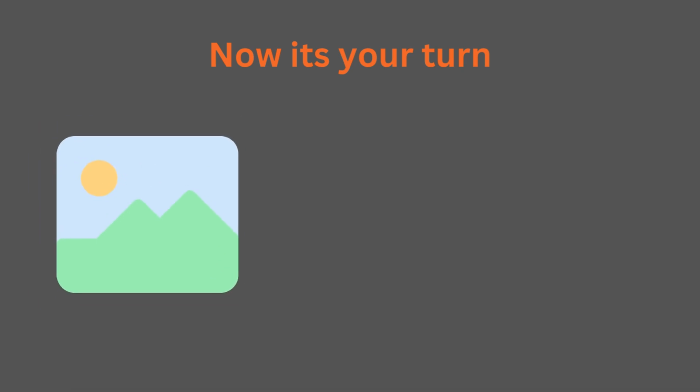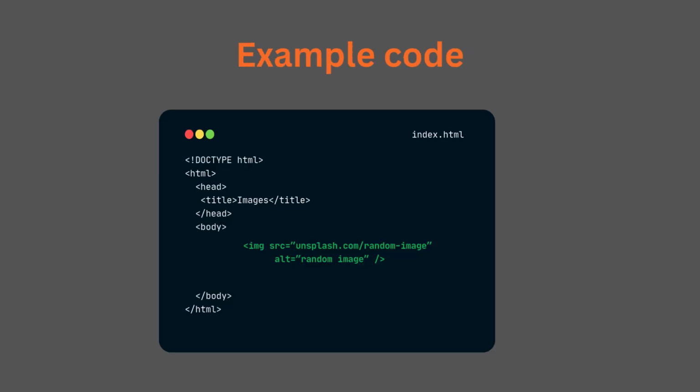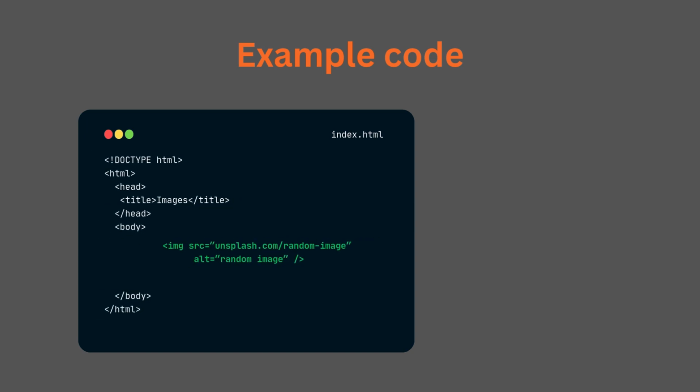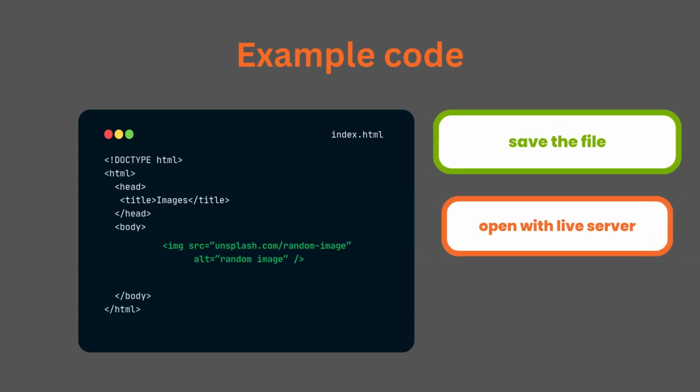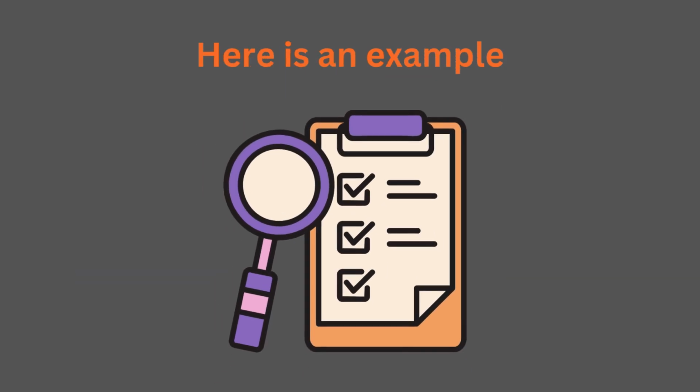Now it's your turn. Find an image online that you like and try adding it to your webpage using the image tag. Be sure to include both the source and alt attributes. Here is example code to get you started. Once you are done, save the file and open with Live Server. You can try adding more images and experimenting with different alt text descriptions. Here is an example of how it could be done.